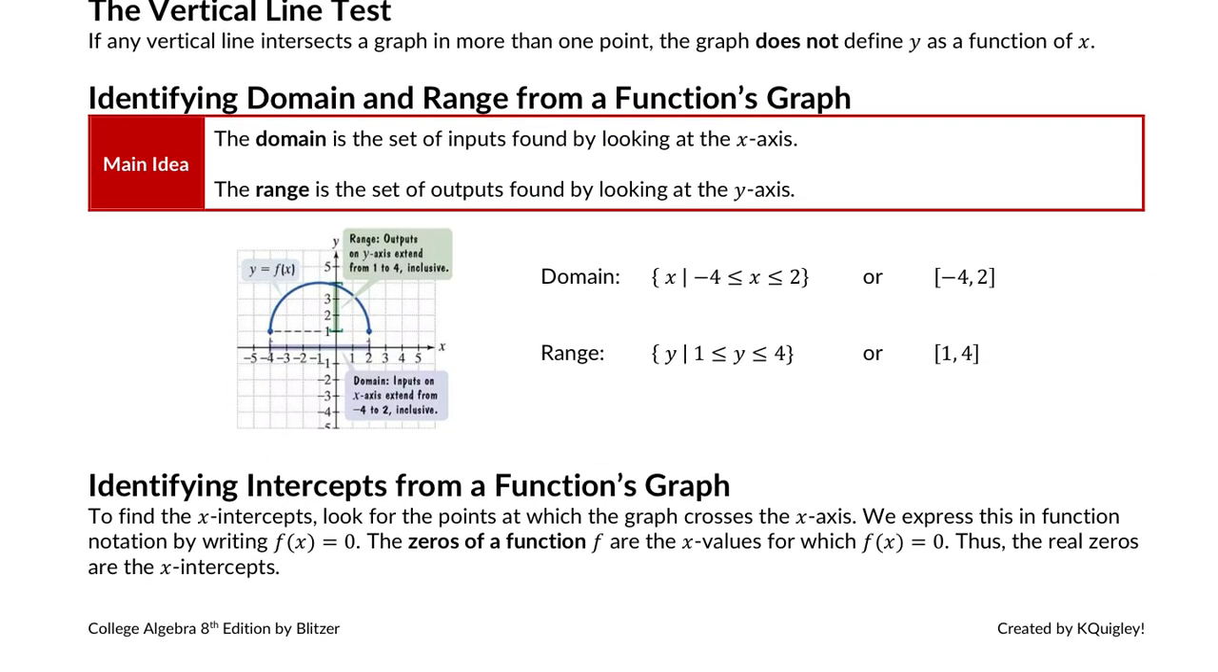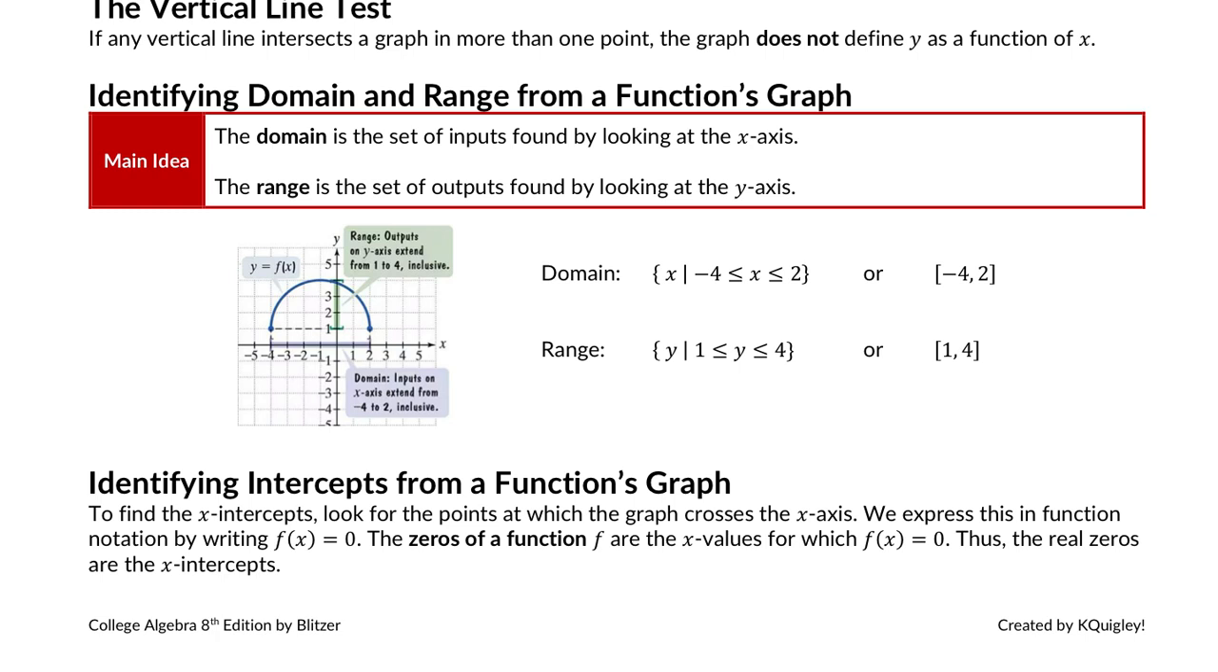Getting a little bit further into the domain and range, because sometimes it's not just a set of numbers that you're looking at, it's going to be an entire graph. But the definition of domain and range does not change. The domain is the set of inputs, and the range is the set of outputs, which means you're going to be looking at the x-axis for the domain and the y-axis for the range.